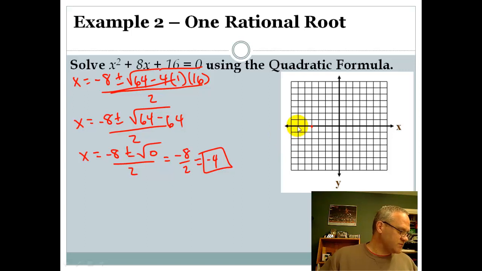That we've got that point of -4, 0, and then it's going to be -5, 1. It's going to be a point here and here, and then at 4, so it'll look something like this. But you notice, where does it cross the x-axis? Just right at that one spot there. That's why we only get one solution, if you remember that from before. Okay?